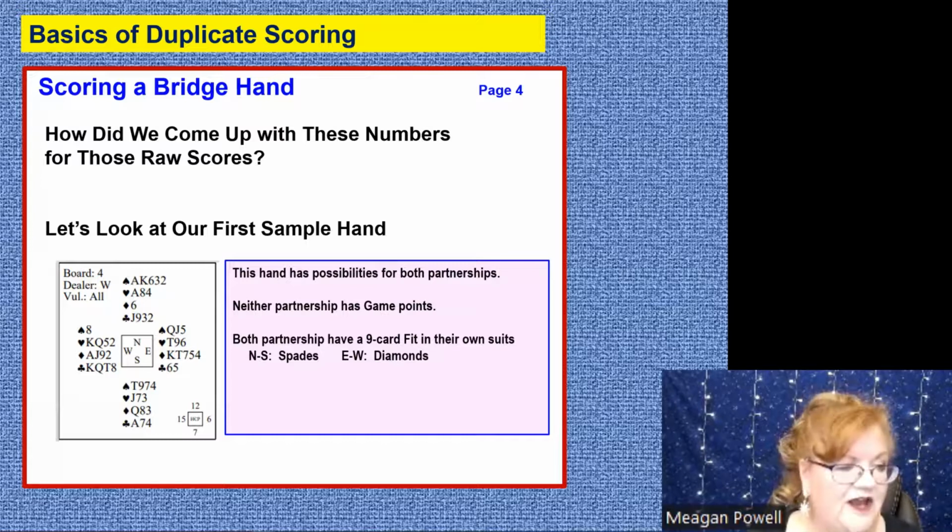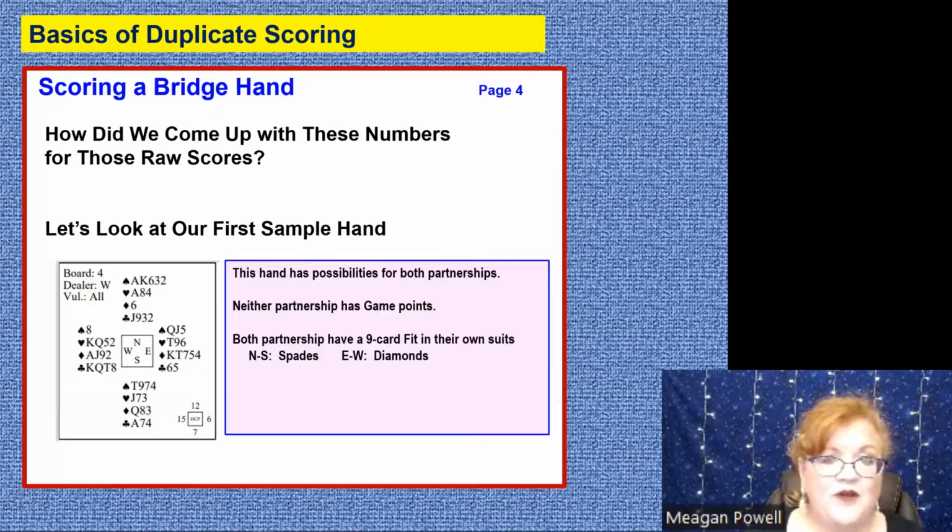Now, if you look at this hand, I want you to notice that north and south have a spade fit, don't they? They have a 9-card spade fit. That's nice. If you look at east and west, do you notice they have a 9-card diamond fit? Oh, that's interesting. Both partnerships have their own 9-card fits. If you look at the point count in the lower left-hand corner, notice that nobody adds up across the table from each other to 25 points, do they?